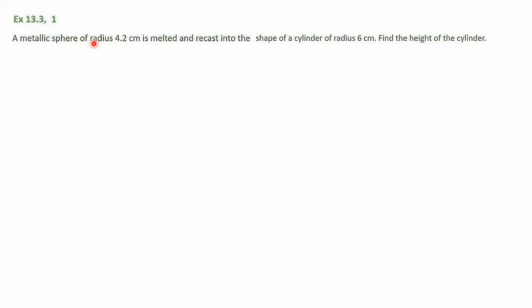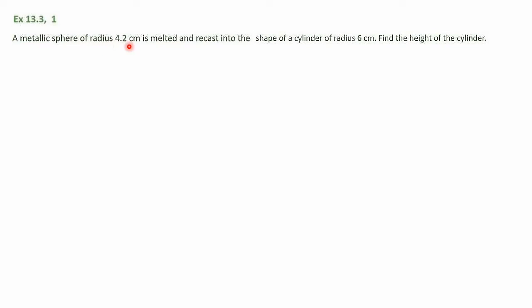Exercise 13.3, first question. A metallic sphere of radius 4.2 cm is melted and recast into the shape of a cylinder of radius 6 cm. Find the height of the cylinder. Let's go through the question again. A metallic sphere of radius 4.2 cm. Metallic sphere in the sense a spherical shaped object which is made up of a metal.